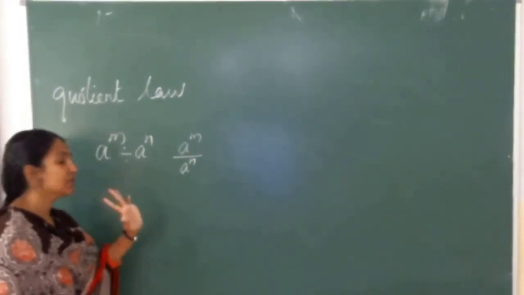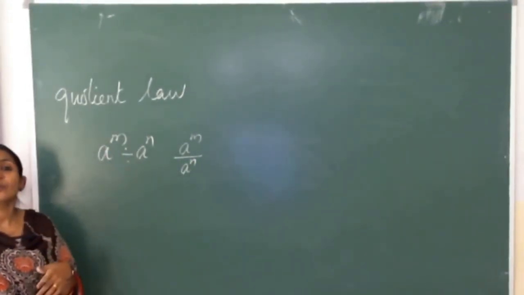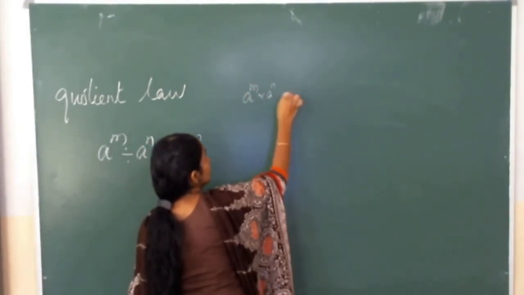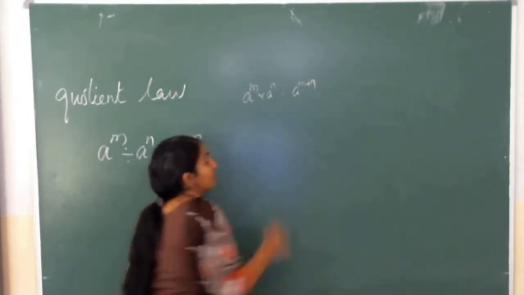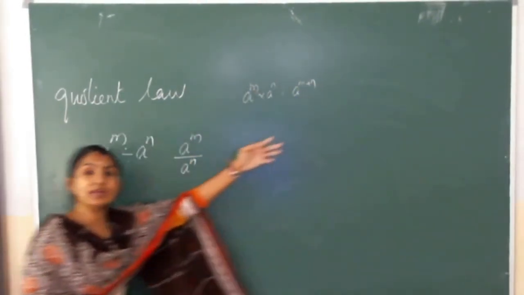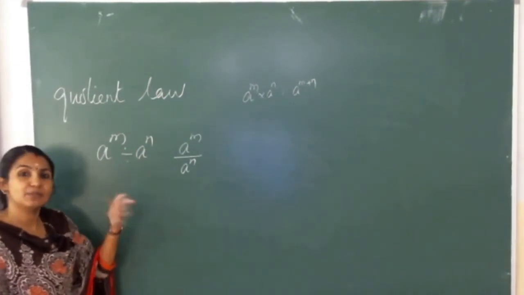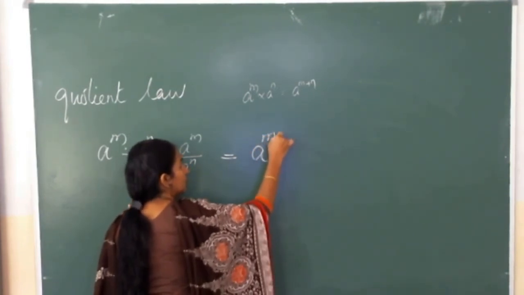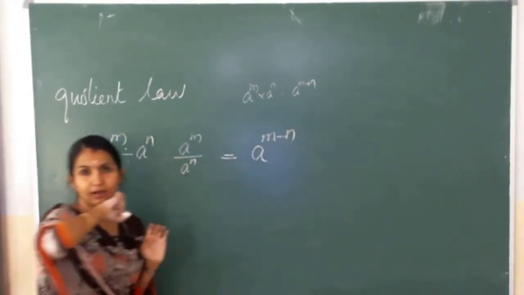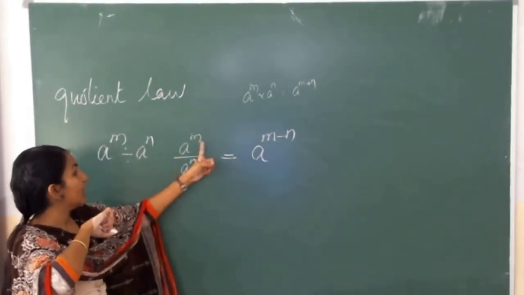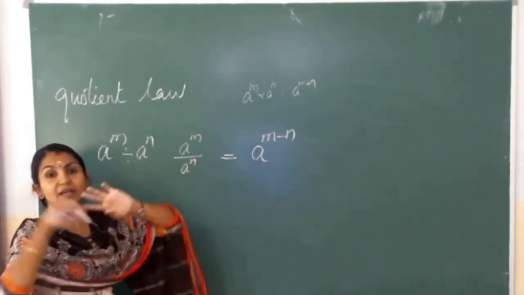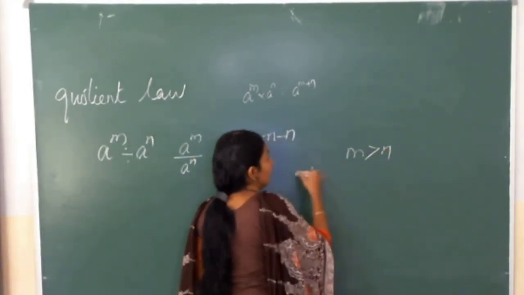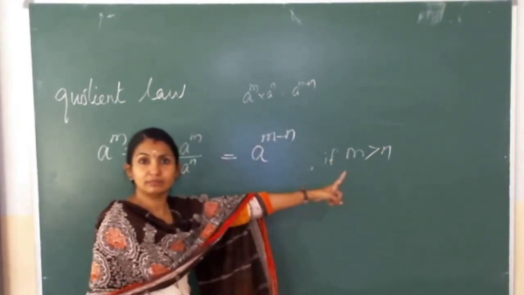Both are same, right? In the multiplication, the product law says that a raised to m into a raised to n is equal to a raised to m plus n. In the multiplication case, it was addition. So, what will come for division? It is subtraction. It is equal to a raised to m minus n. Is it clear? A raised to m minus n, only if m is greater than n. This is the condition.